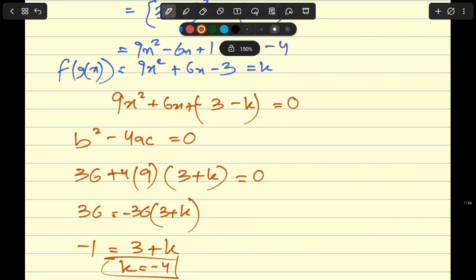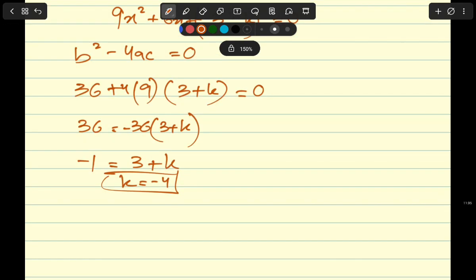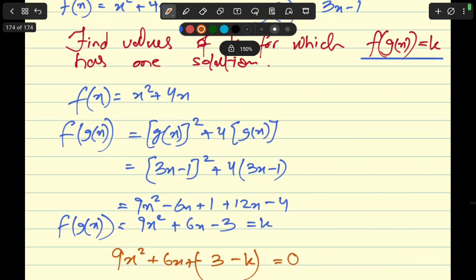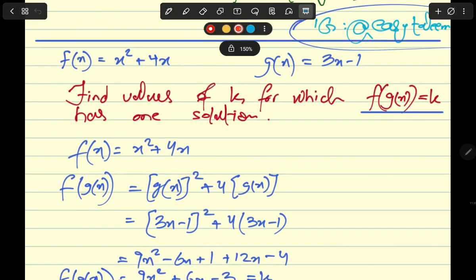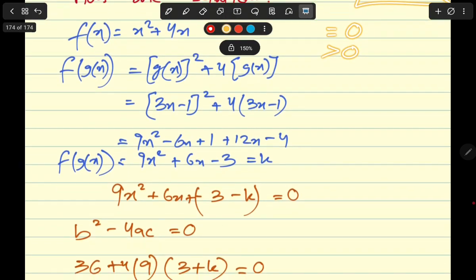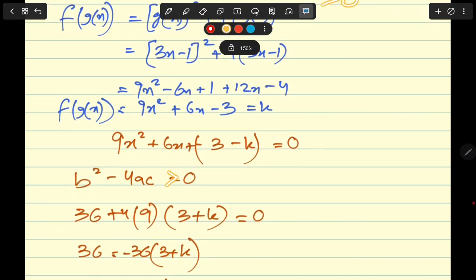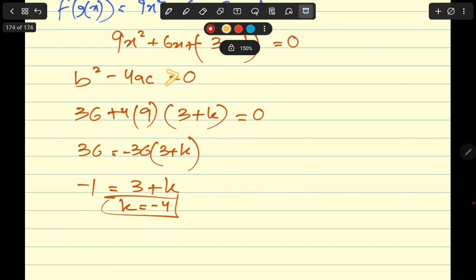So I hope this question is clear for everyone. In the case that this question stated for which f of g(x) is equal to k has real solutions. Now, real solutions mean that it may be one solution or it may be two solutions, in which case the discriminant would be greater than 0. So you would set up your discriminant as greater than 0, and in this part you would have gotten your answer as k is greater than or equal to negative 4.